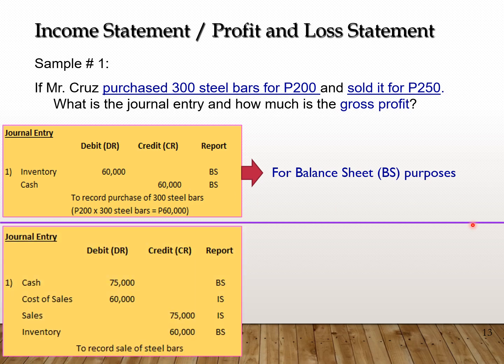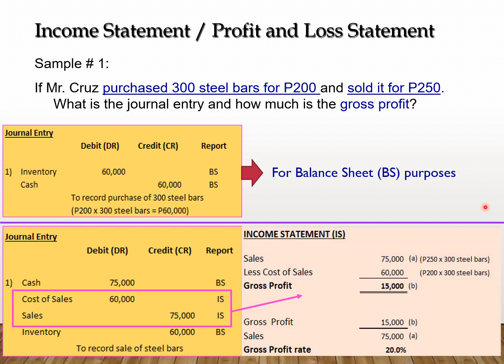Then, for the sale of 300 steel bars, we have debit cash of 75,000, debit cost of sales of 60,000, credit sales of 75,000, and credit inventory of 60,000. Remember that only these two accounts will be reflected in the income statement, the cost of sales, and the sales. And the gross profit of this transaction is 15,000 pesos.